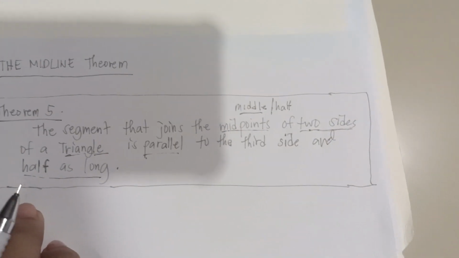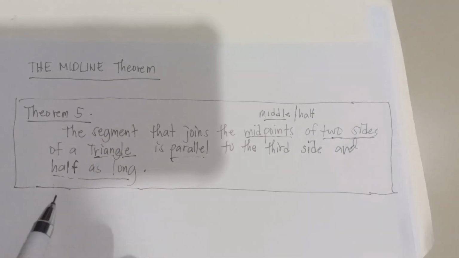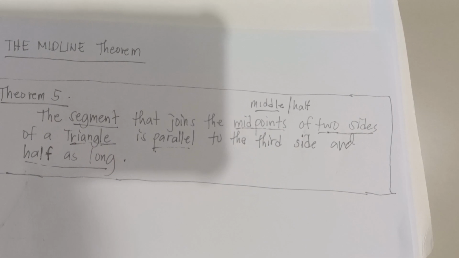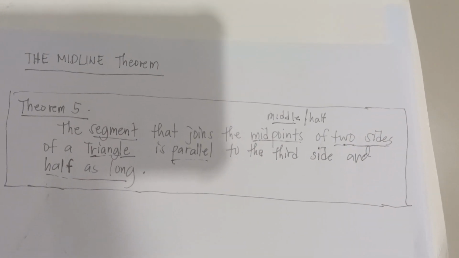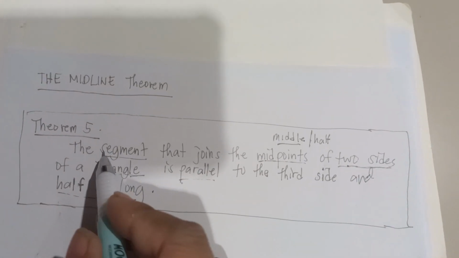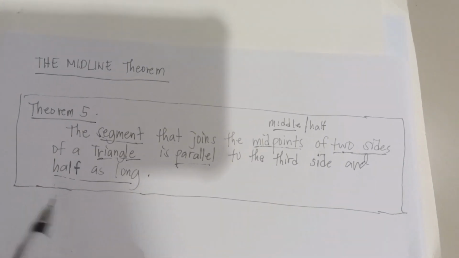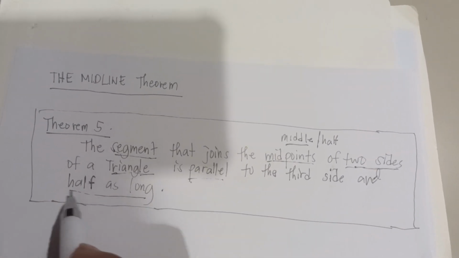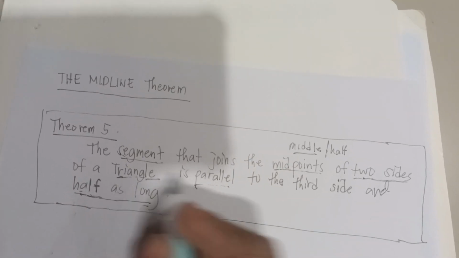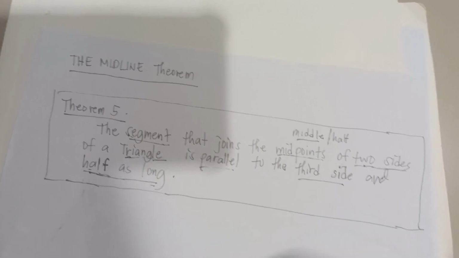According to this midline theorem, the measure is half as long. Meaning, it is half of the midpoints. If you connect them, you will form a segment, and that segment measures half as long. Meaning, it is half of the third side.